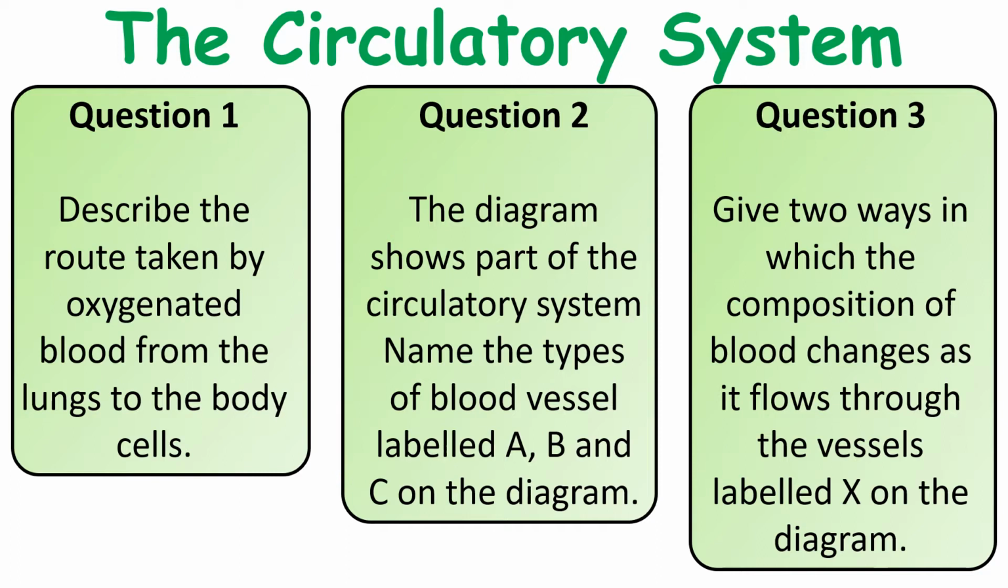And finally, you need to talk about how the composition of the blood changes as it flows through a certain part of the heart and a part of the circulatory system. Remember, the important things to talk about: is it losing oxygen? Is it gaining oxygen? Is it gaining carbon dioxide? Is it losing carbon dioxide? What nutrients will be transferred at that certain point? And in the capillaries, what adaptations are there to enable efficient exchange of materials?